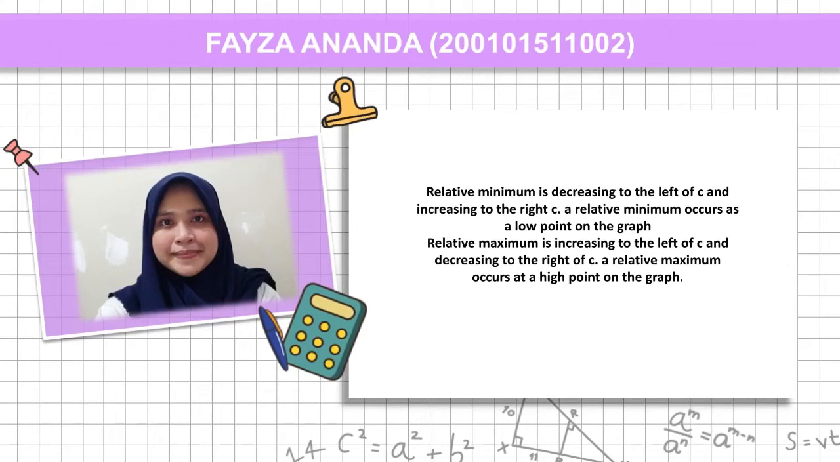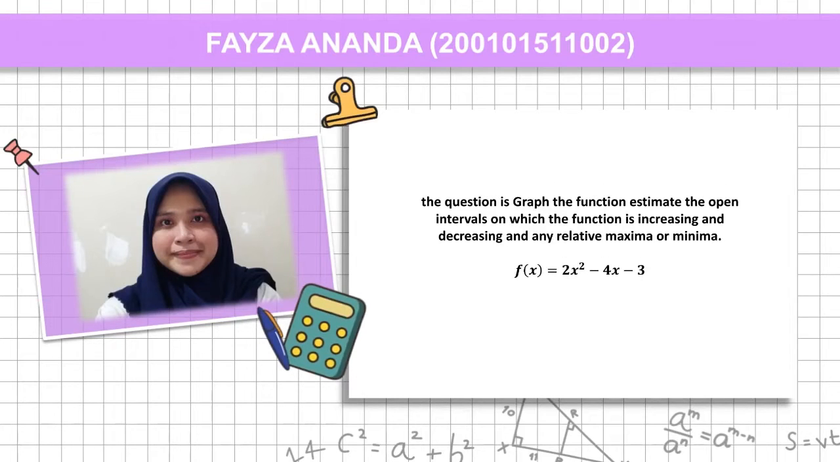After knowing the meaning of these terms, let's solve the problem. Stay tuned. The question is: graph the function, estimate the open intervals on which the function is increasing and decreasing, and find any relative maxima or minima of f(x) equals 2x squared minus 4x minus 3.